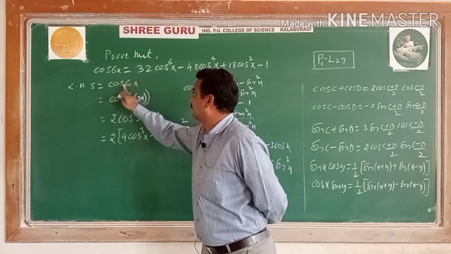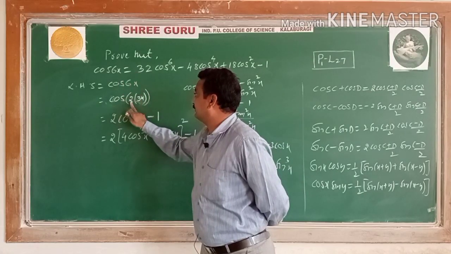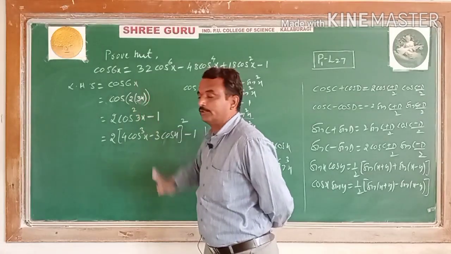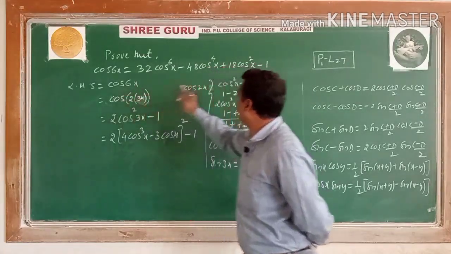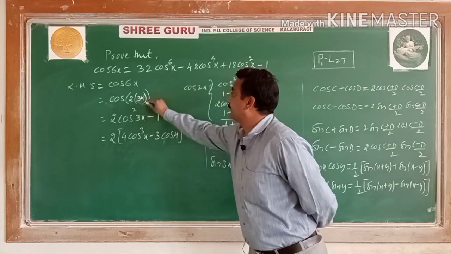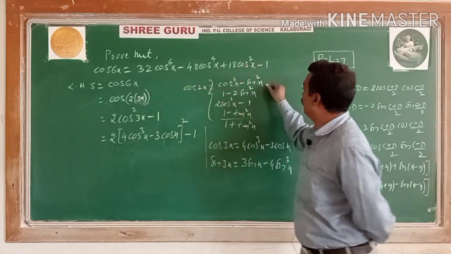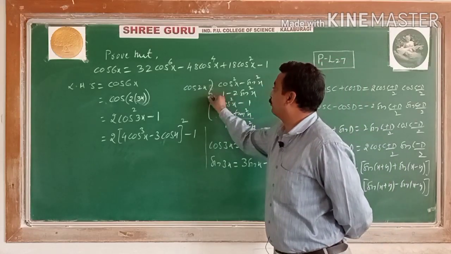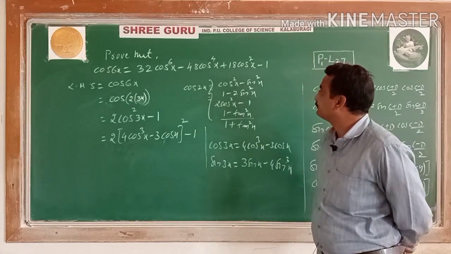This is cos 6x. This 6x is converted as 2 into 3x, so it becomes the cos 2x form, where x is 3x here. So these are the 4 different forms of cos 2x. You may write in these 4 forms of cos 2x here.